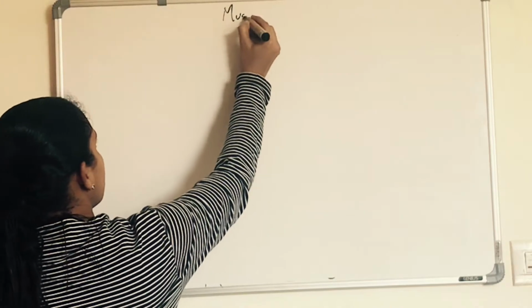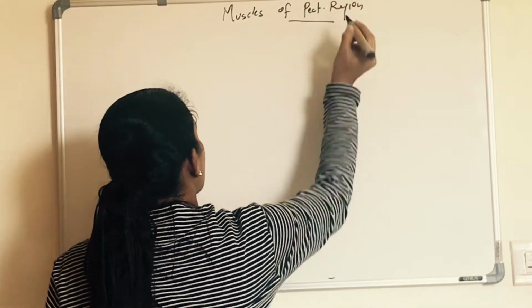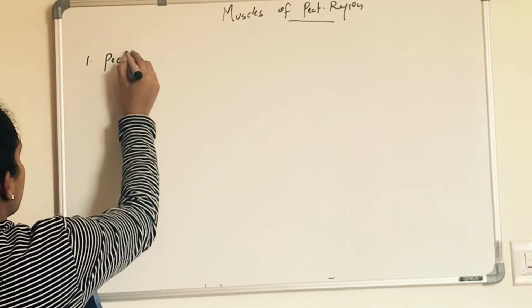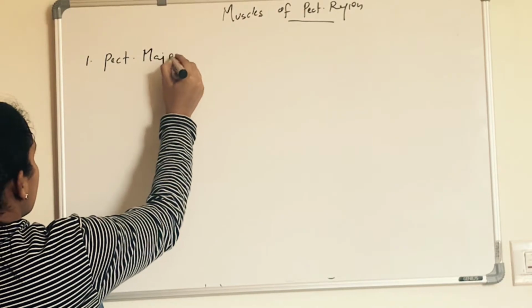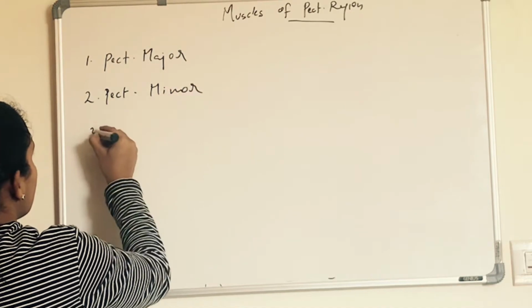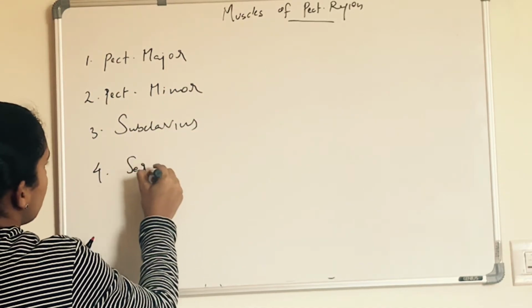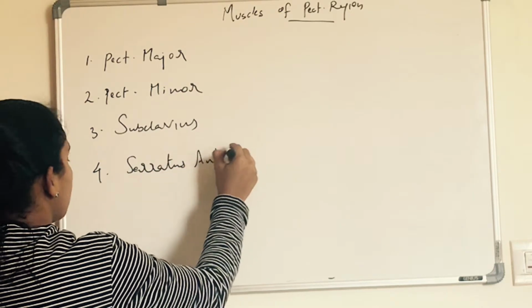Talk about muscles of upper limb, particularly muscles of pectoral region. We are going to discuss also the serratus anterior. Let's start. Muscles of pectoral region. What are the muscles present in the pectoral region? Is pectoralis major, pectoralis minor, subclavius, and let us see also about serratus anterior.